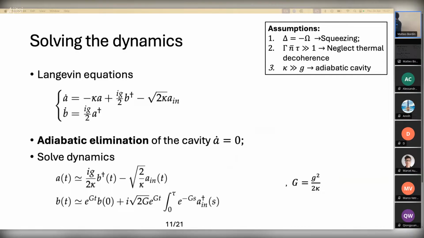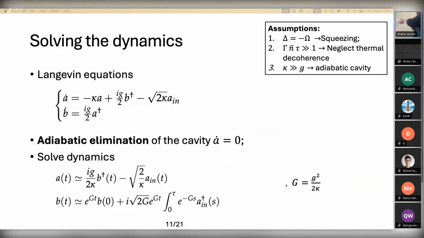Why do we do this? We say that kappa is greater than G, so the cavity basically decays so fast that it is always in a steady state. Even for the evolution of the mechanical component, the cavity just follows the mechanical component. It's an easy but nice approximation that allows us to solve the dynamics. So this is the key point. Under this approximation, in this regime, we are able to solve the dynamics.